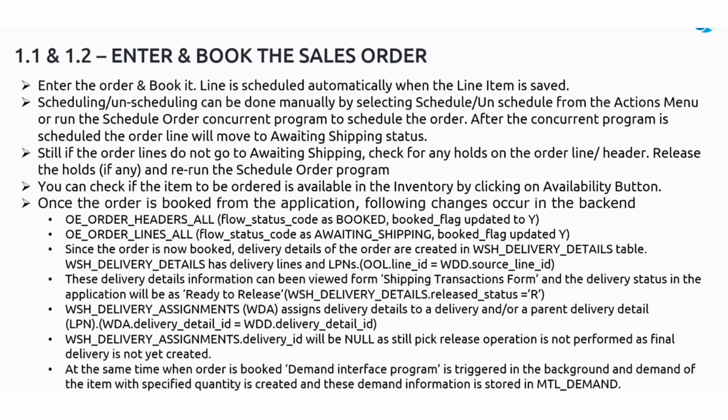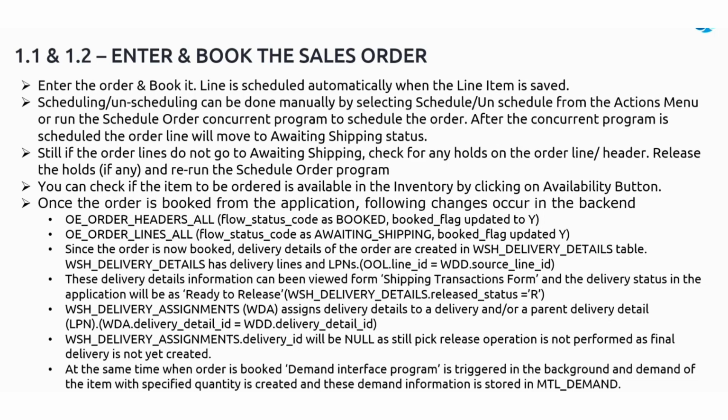There is an option to see the order workflow status as well from the sales order screen itself. Okay, so you can just see where exactly your line is, the workflow status of that particular line. So you can do scheduling and unscheduling manually, if it is not done automatically. As soon as the scheduling is done, the order line will go to the awaiting shipping stage. In most cases, line scheduling will be automatic, and as soon as you book the order, it will go to the awaiting shipping state.